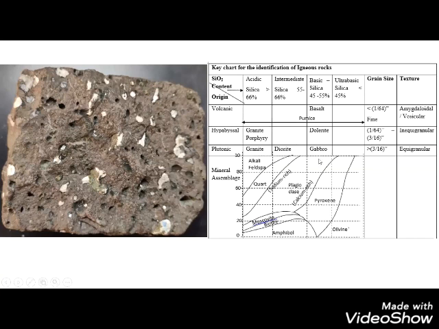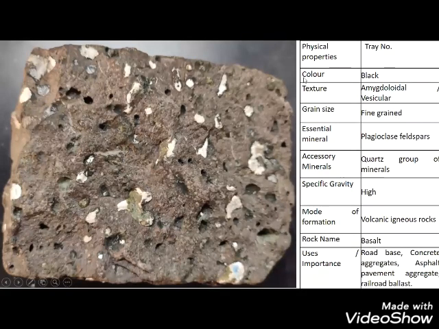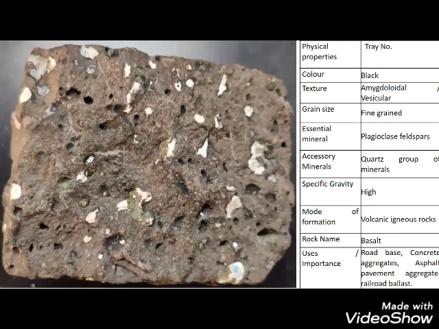Okay, what are the minerals that are present? It is plagioclase, feldspars and pyroxenes, and accessory minerals will be olivine. Okay, so how do we identify it now? Color, it is somewhat black to gray, whatever you feel like writing, please write it over here. Texture is fixed, amygdaloidal or vesicular. Grain size, fine grain because it's a volcanic igneous rock, very clearly known.